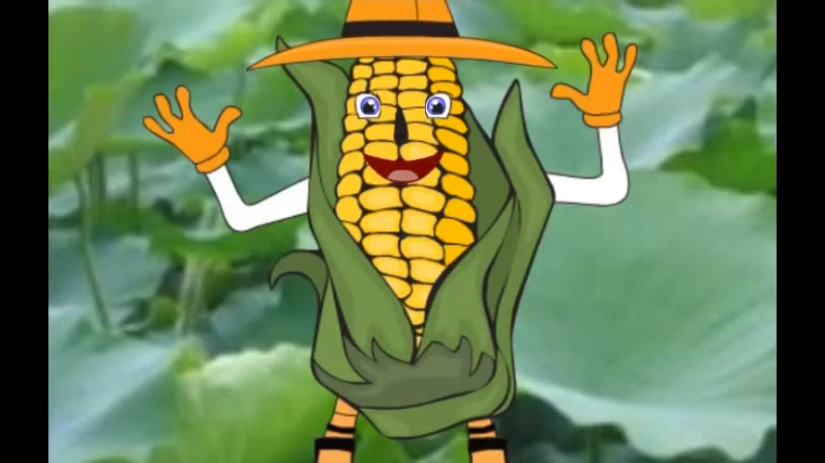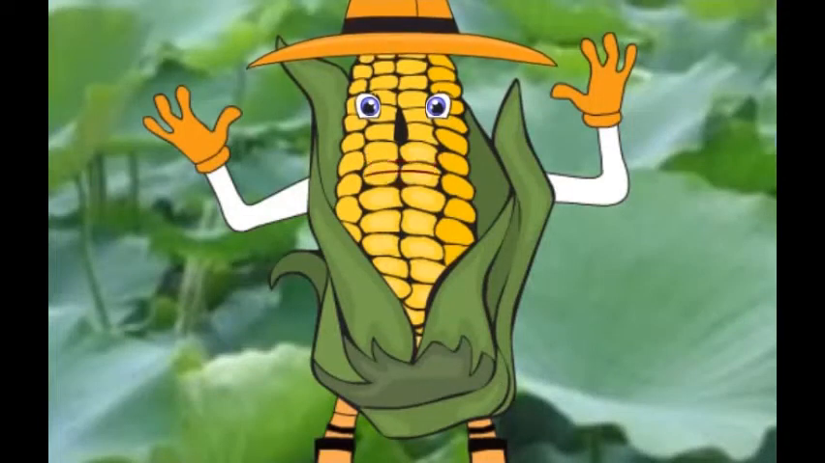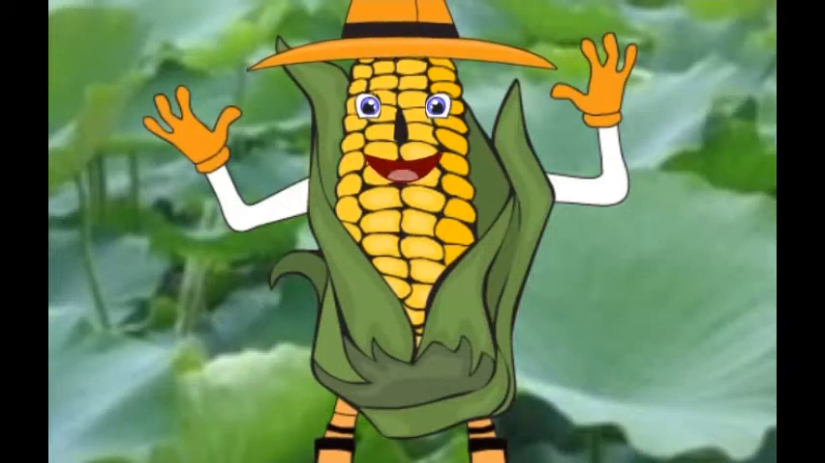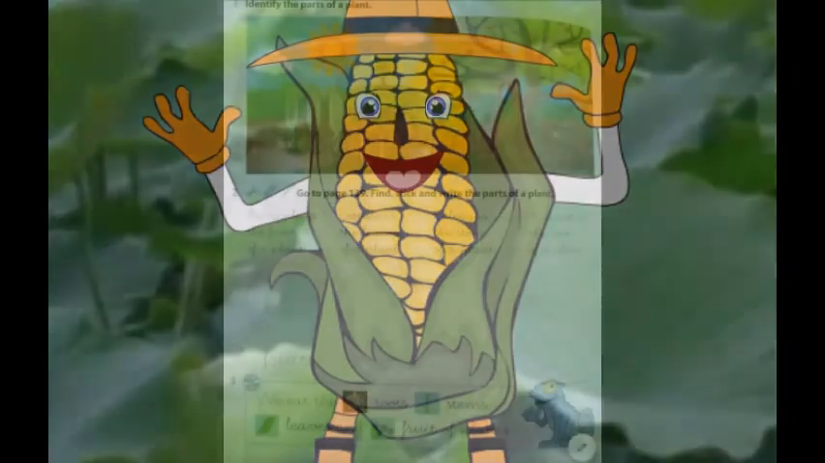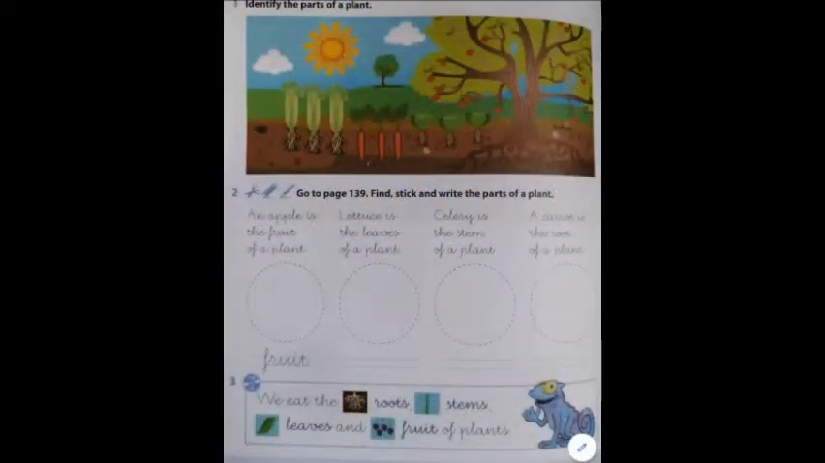Well, look at me. Do you see the parts of a plant? Yes, most plants don't wear hats or have arms, hands and legs. But we plants have different parts. Let's see which they are. We eat different parts of plants. Identify the parts of a plant.